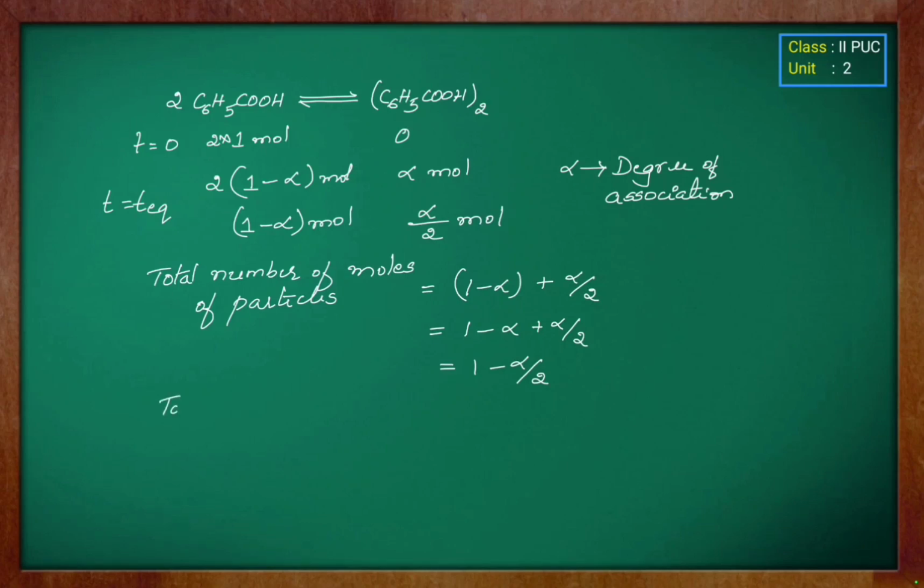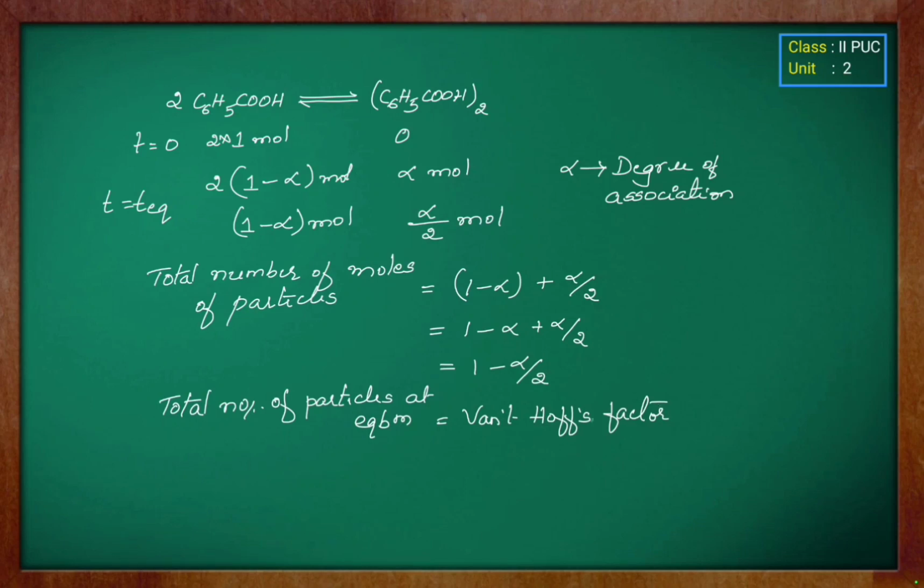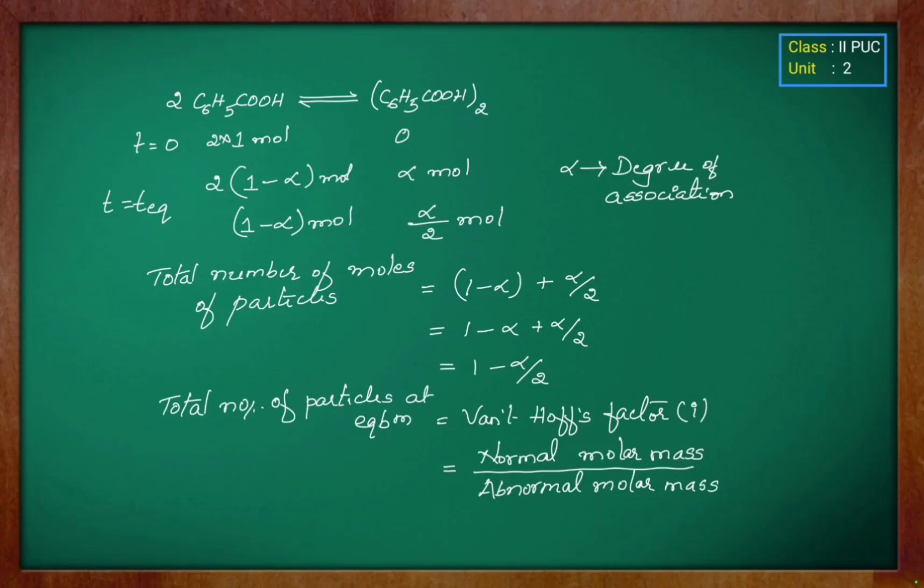Now this total number of moles of particles is equal to Van 't Hoff's factor. Total number of particles at equilibrium is equal to Van 't Hoff's factor, which is denoted by i. And that i is nothing but the ratio of normal molar mass to abnormal molar mass. The number of moles of particles at equilibrium is 1 minus alpha by 2.